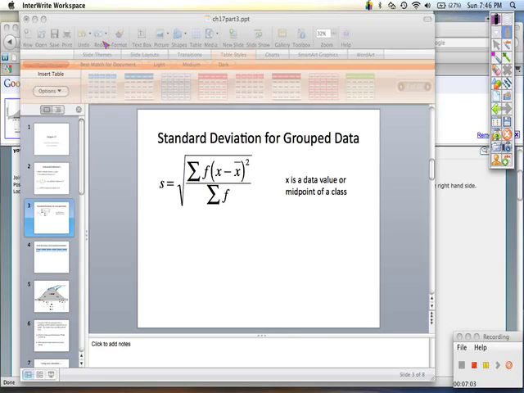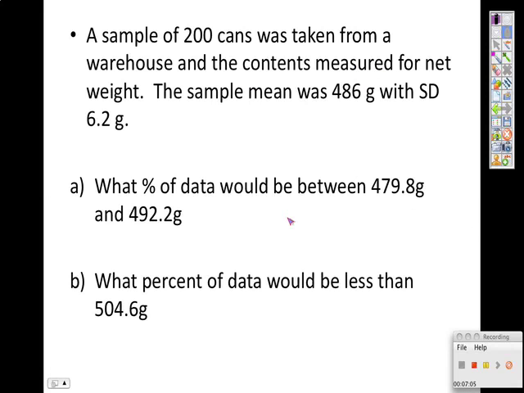And we can use this to answer some questions. So I have a sample of 200 cans that was taken from a warehouse. The mean weight was 486, standard deviation being 6.2.